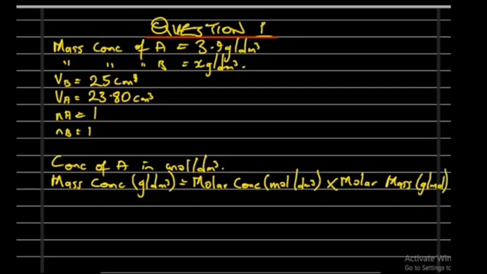So for us to make use of this formula, we are looking for concentration of A in mole per dm cube. This is what we are actually looking out for here, the molar concentration. So let us use this one to make our formula now. Molar concentration equals mass concentration divided by the molar mass.